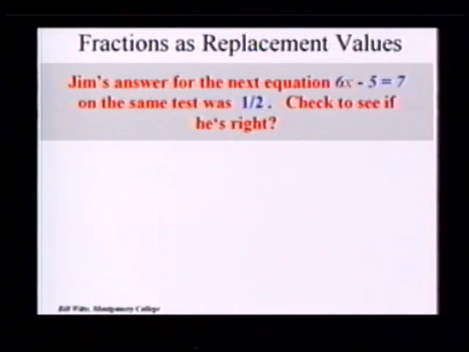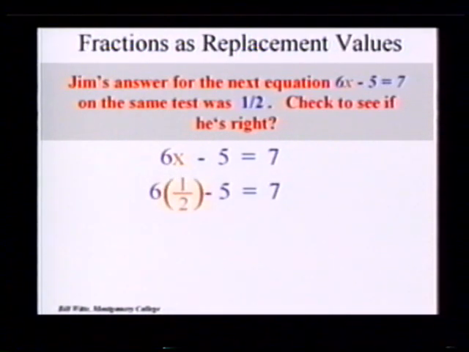Okay, let's give you one where they're not correct. I'm going to take 6x minus 5 equals 7 and put in a half. Okay. 6 over 1, here we go. 6 over 2 are going to cancel. Cancel the 2 with the 6, and I get a 3.